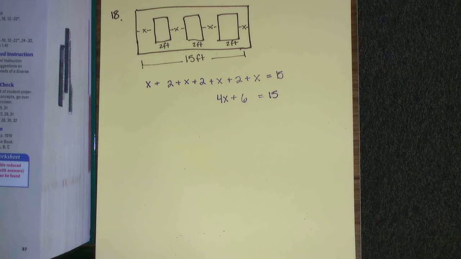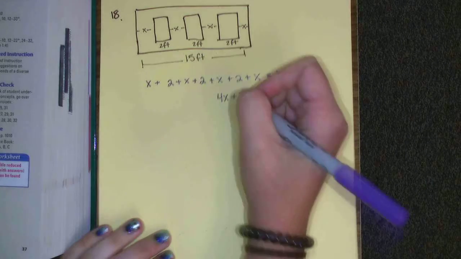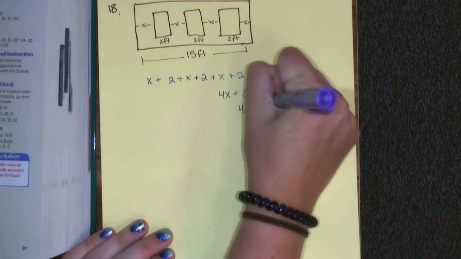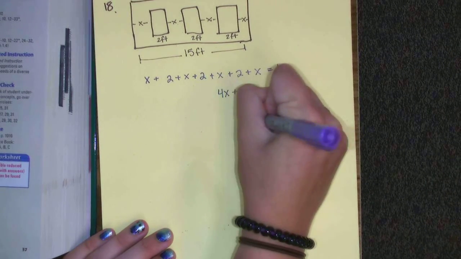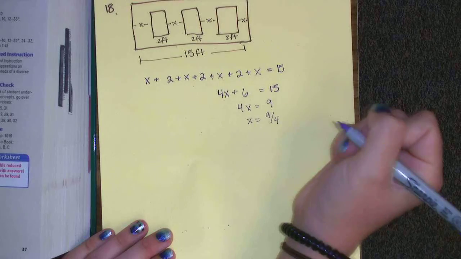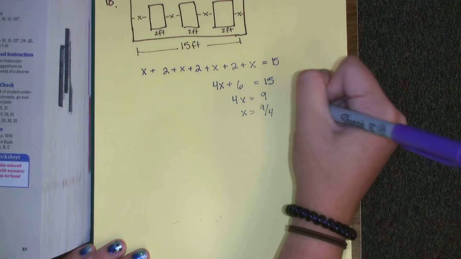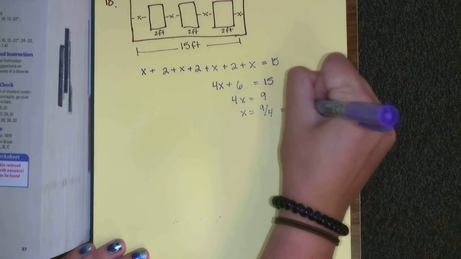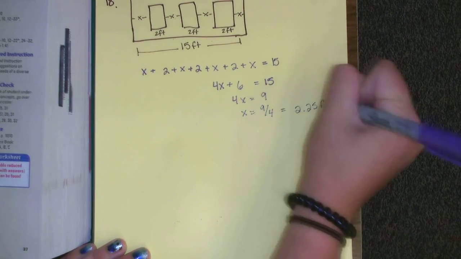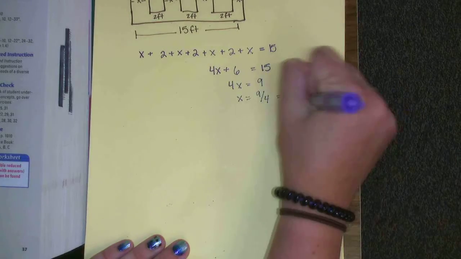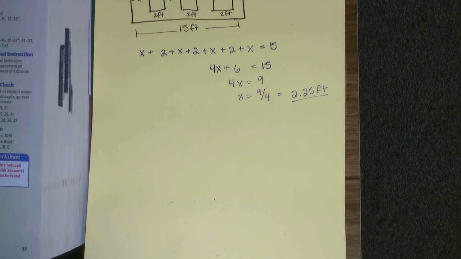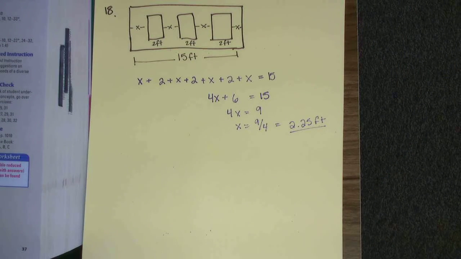These ones say to write the equation and solve for x. So how would I solve for x to actually see what that distance is? Minus 6, so 9. And then divide by 4, so x is equal to 9 over 4, which is 2.25, and we want to put our units back on it. Sorry, that marker is dying. It ends up being 2.25 feet between each of our pictures.